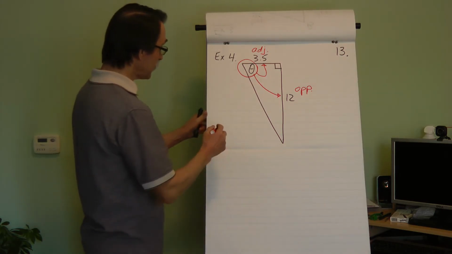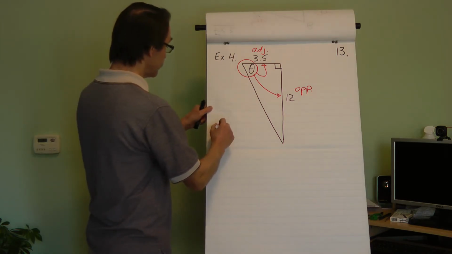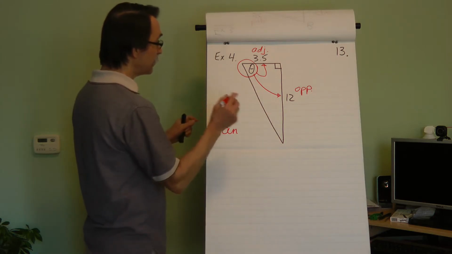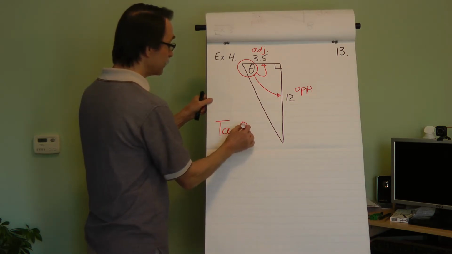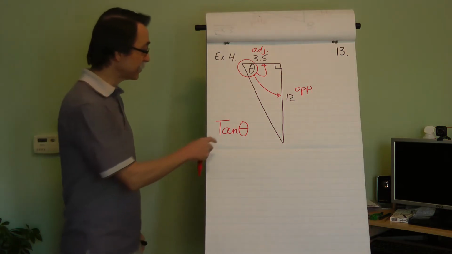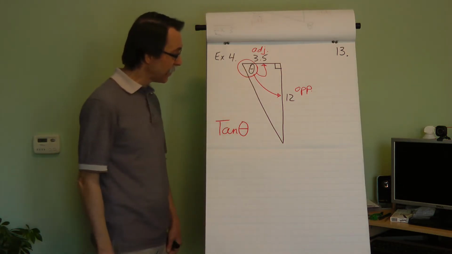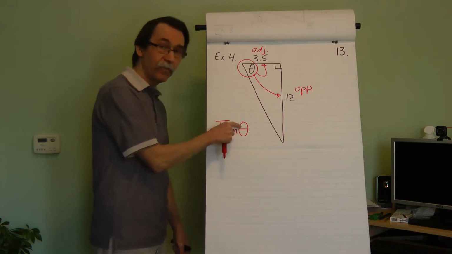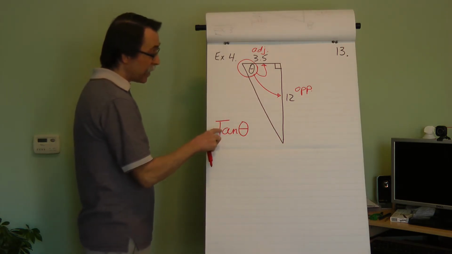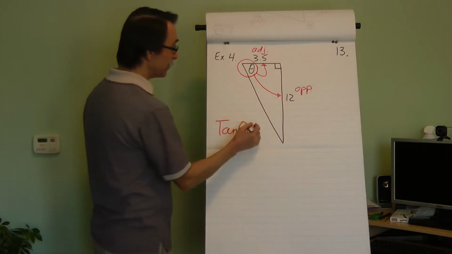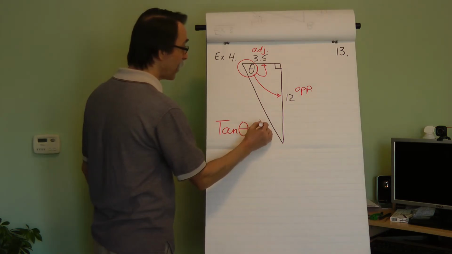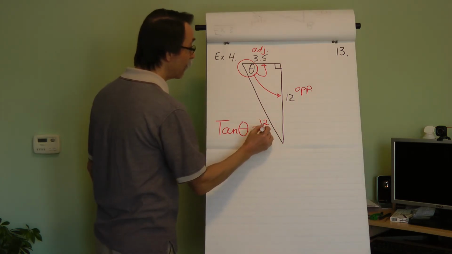So let's write that down. We discovered that it's tan. Now it's the tan of theta. You don't just have tan, you have tan of an angle, which means, in this case, it's tan theta. Again, if you wanted to call that a B, that's fine with me. Tan theta is equal to, let's just take a little shortcut here, 12 over 3.5.